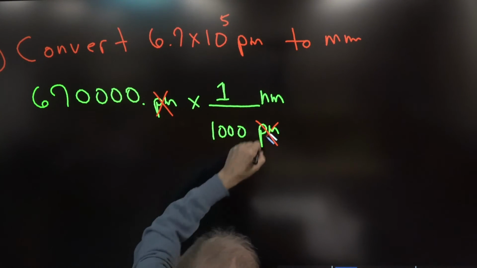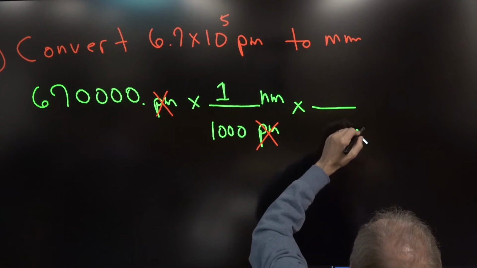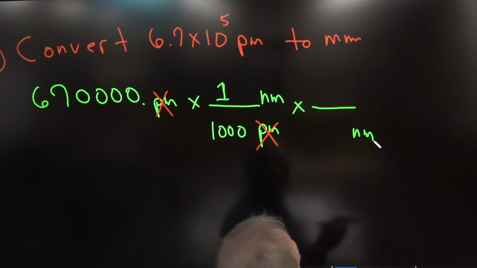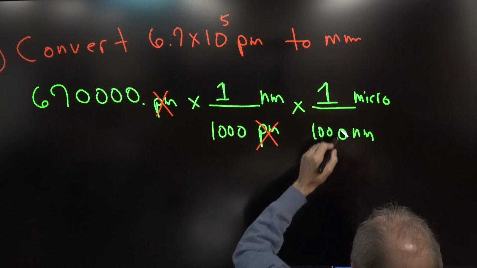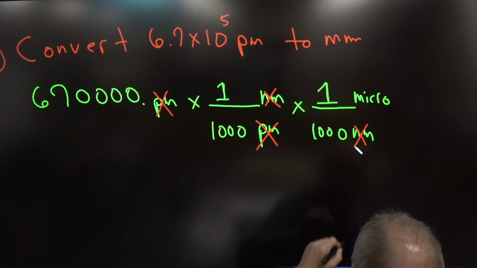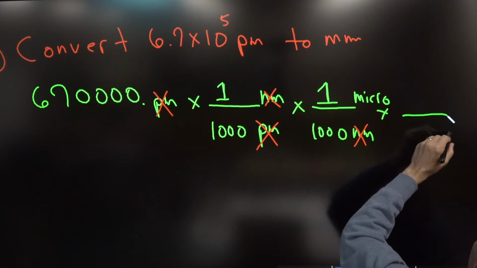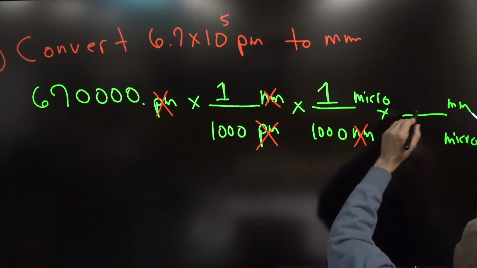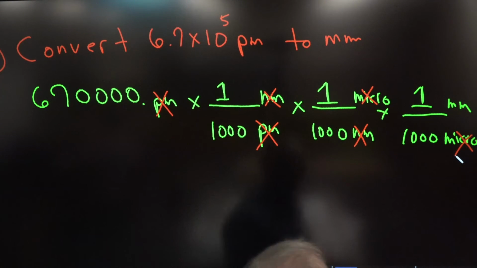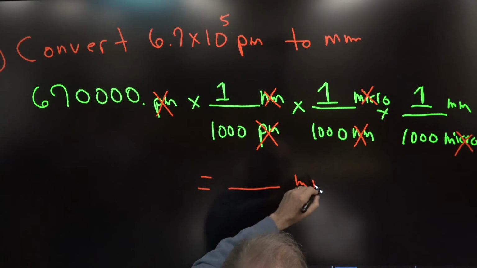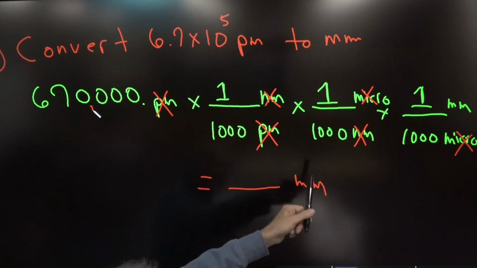So now picometers are gone. And now we want to get down to nanometers, so that's got to be on the bottom. And the next one up is micrometers. So 1 micrometer is 1,000 nanometers. So nanometers are gone. And now we have to get out of micro and get into finally millimeters. So 1 millimeter equals 1,000 micrometers. The micrometers cancel. And now we're ready to finish it. So this time we have 670,000 divided by 1,000 divided by 1,000 divided by 1,000.